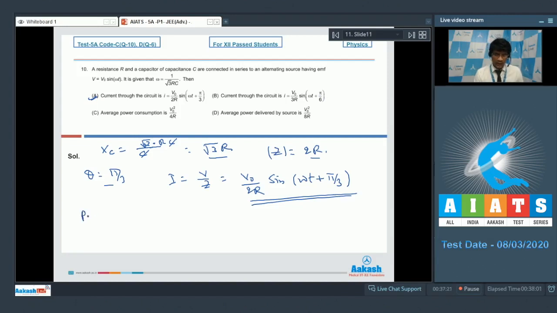Now the average power will be IRMS, that is V0 divided by 2R, times VRMS, V0 itself divided by root 2, into the power factor, that is cos of pi by 3, which is 1 by 2. So altogether we are getting this answer as V0 square divided by 8R. So clearly option C is the correct answer. So finally for question number 10, options A and C are the matching answers. Now let's proceed to question number 11.